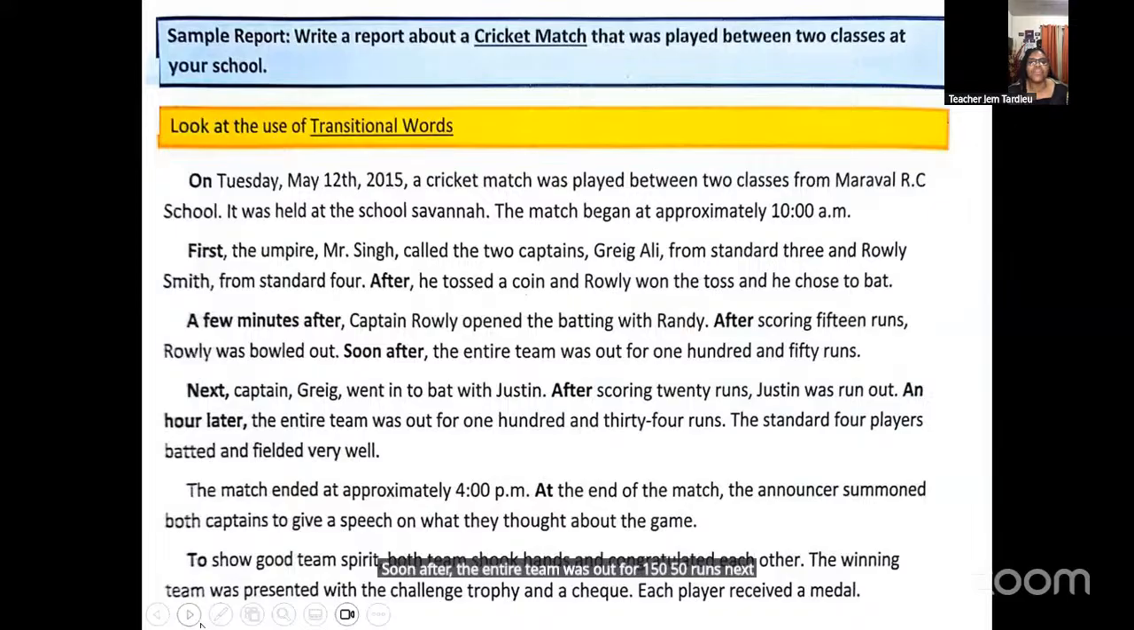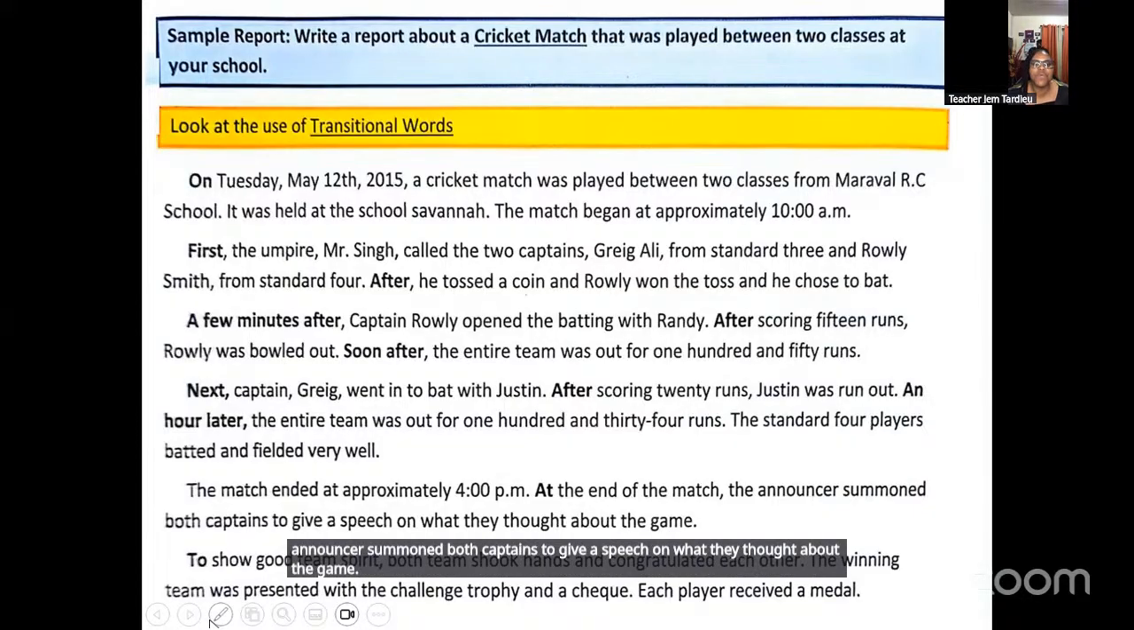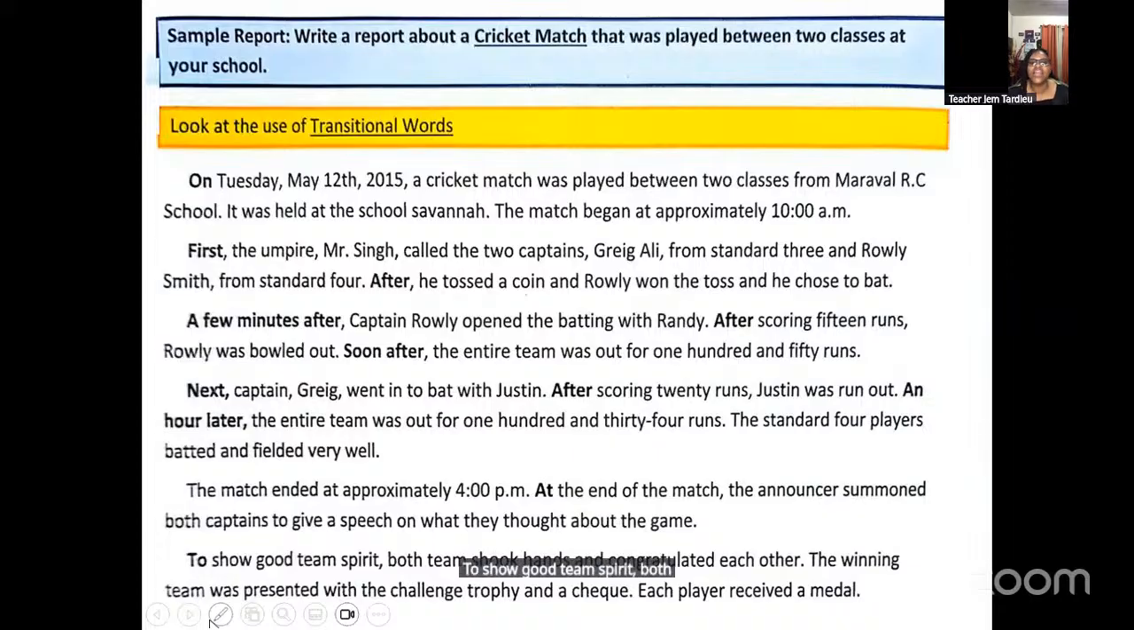Next, Captain Greg went in to bat with Justin. After scoring 20 runs, Justin was run out. An hour later, the entire team was out for 134 runs. The Standard 4 players batted and fielded very well. The match ended at approximately 4 o'clock p.m. At the end of the match, the announcer summoned both captains to give a speech on what they thought about the game. To show good team spirit, both teams shook hands and congratulated each other. The winning team was presented with a challenge trophy and a cheque. Each player received a medal.